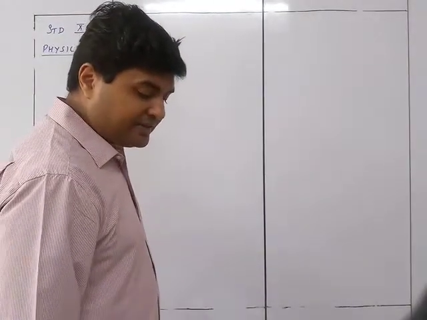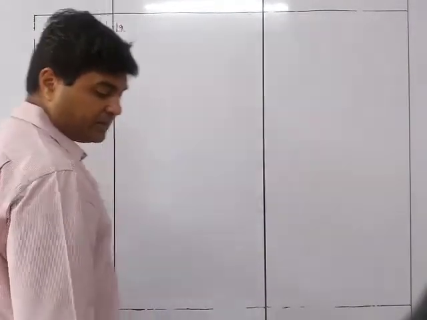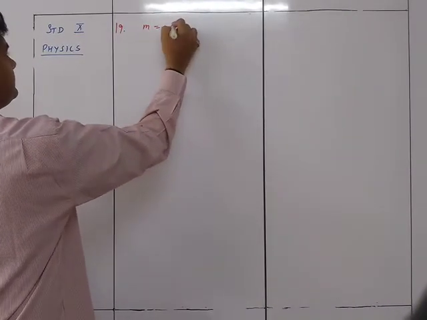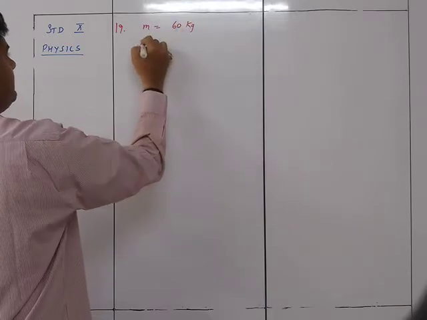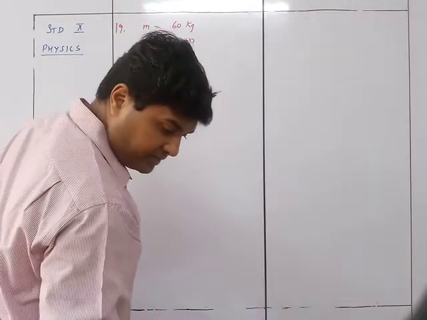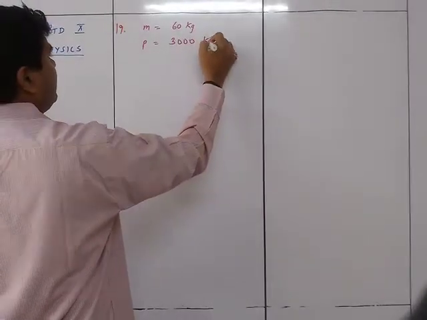A body of mass 60 kg has a momentum of 3000 kg meter per second. So it is m is equal to 60 kg and the momentum P is equal to 3000, right? Is it 3000? Yeah, 3000 kg meter per second.